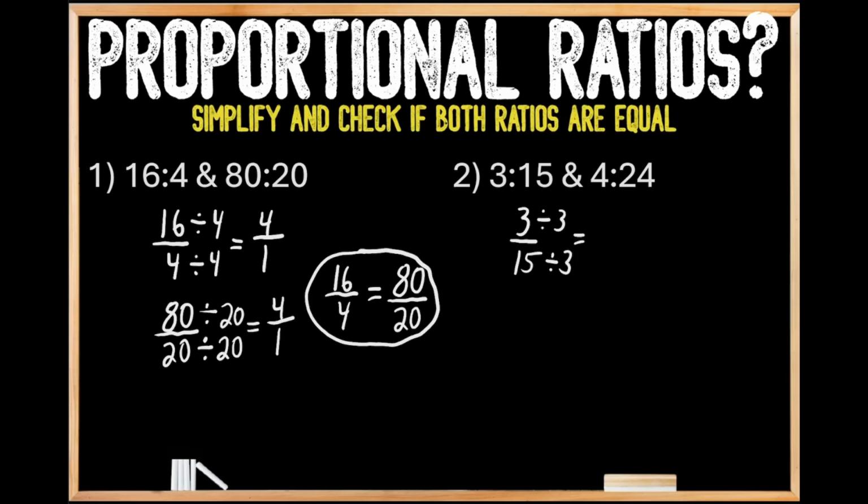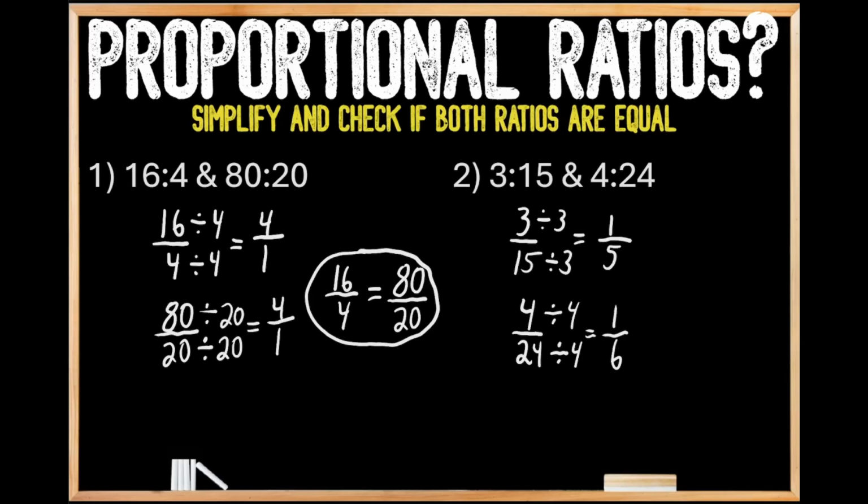When we divide 15 by 3, we get 5. And then when we divide 3 by 3, we get 1 for the simplified ratio of 1:5. Now moving on to our second ratio, where this time we have the ratio of 4:24. In this ratio, both terms share a greatest common factor of 4, so we're going to divide both of the terms by 4 in order to simplify this ratio. When we divide 24 by 4, we get 6, and then when we divide 4 by 4, we get 1 for the simplified ratio of 1:6.